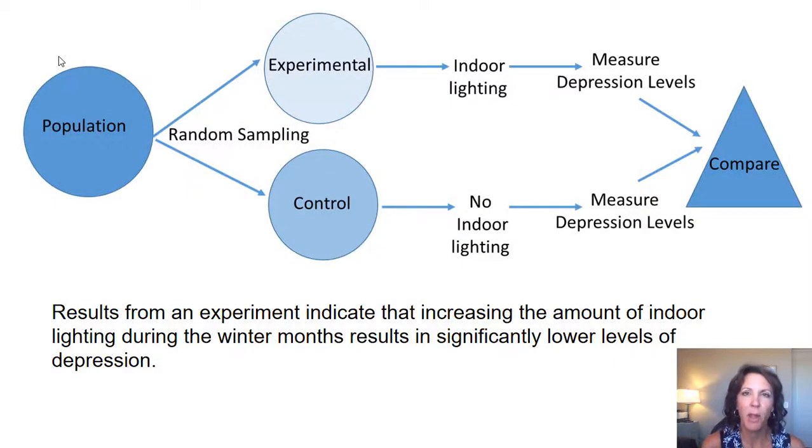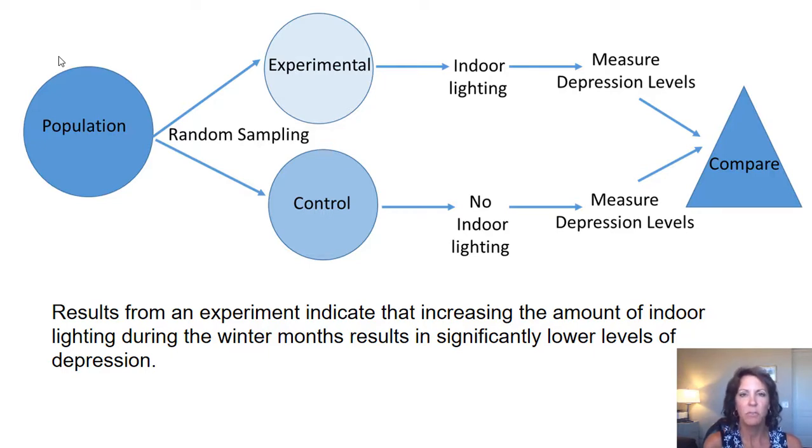Here's an example of what a research experimental design looks like. We start with a population, and from that population we do random sampling. Every person in the population has an equal chance of being chosen. And once they're randomly selected, they're assigned to either an experimental group or a control group.